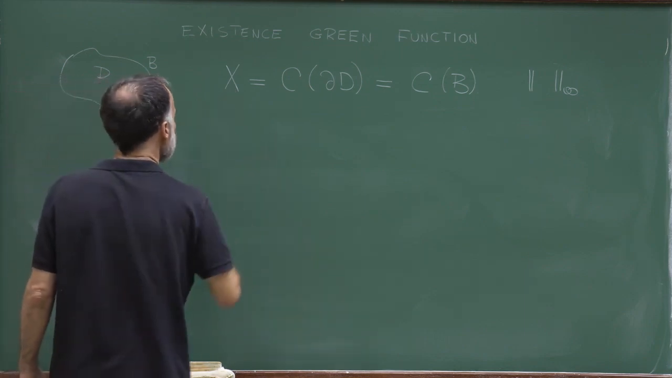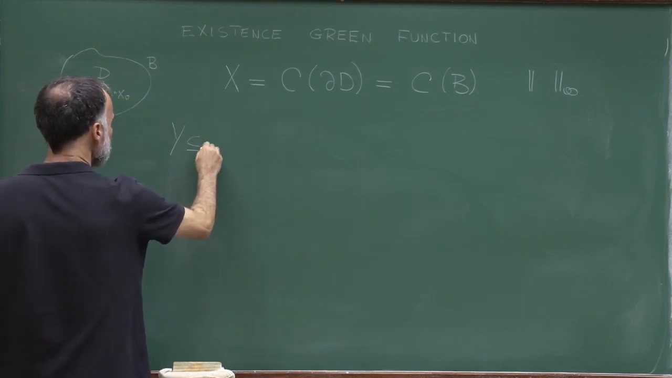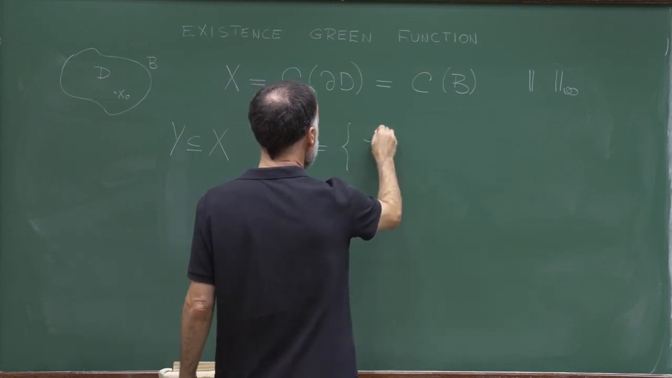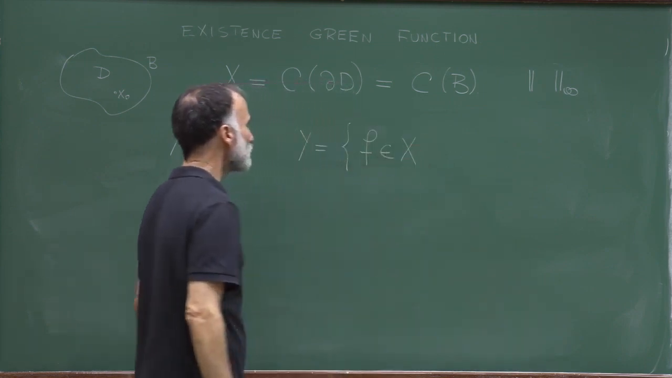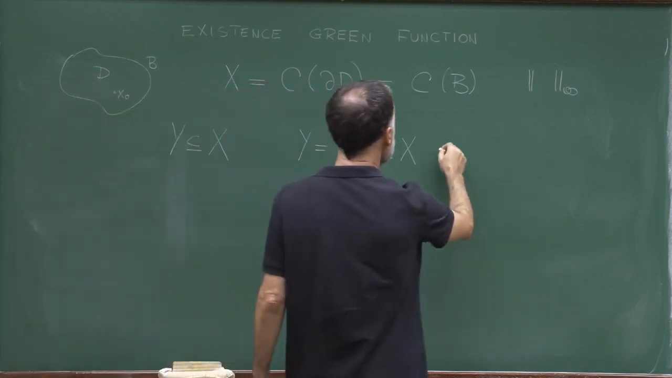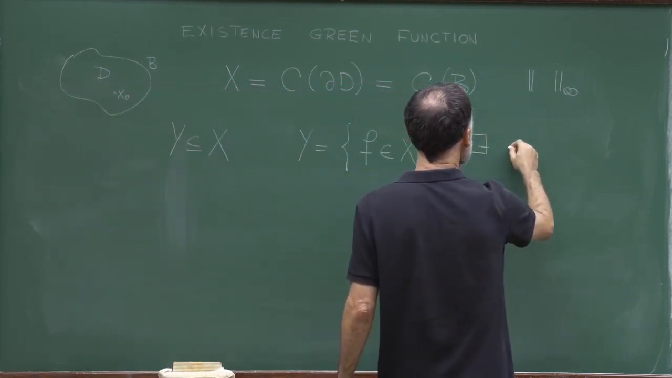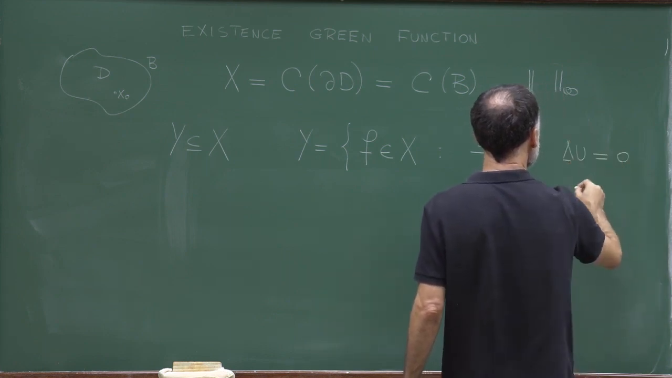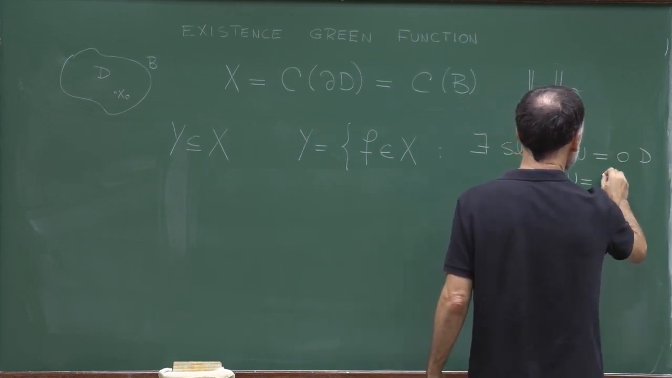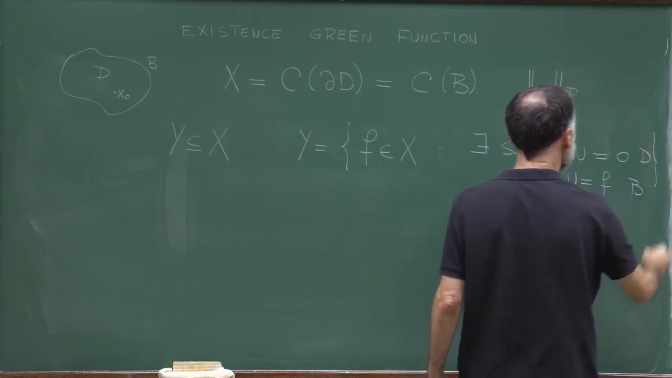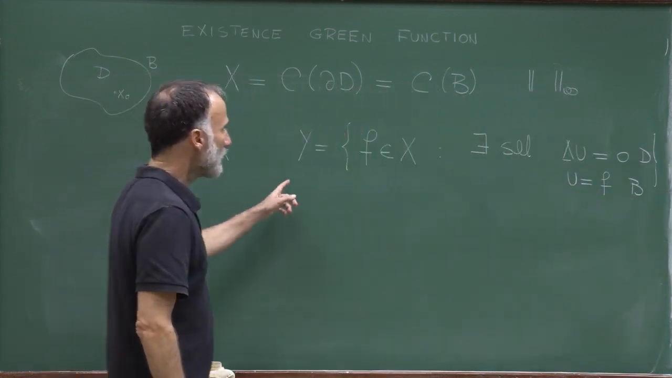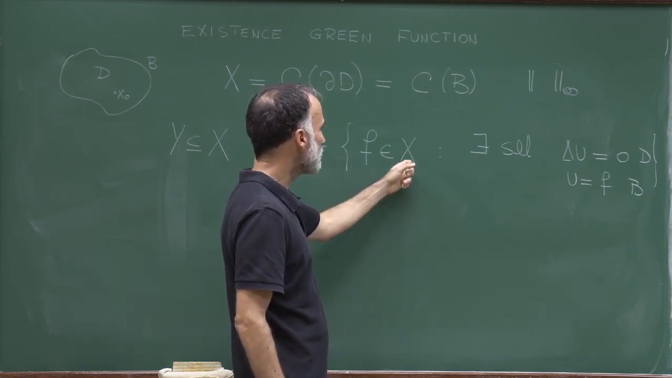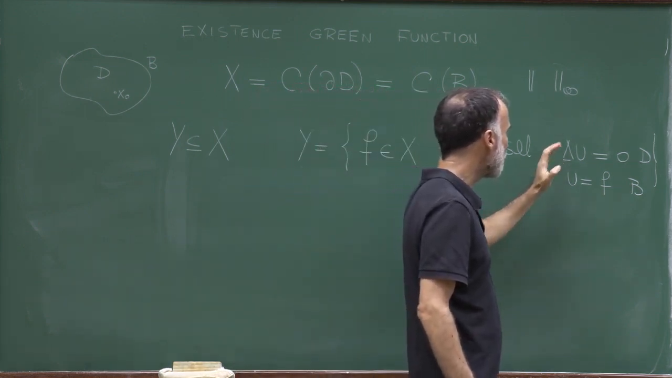Now I will define a subspace of X, which I will be representing by Y. And Y is the set of functions f in X, so the functions which are continuous, for which there exists a solution to the Laplace equation, which is Laplacian of u equal to 0 on D, and u equal to f at the boundary, which I'm representing by B. So Y is the set of continuous functions defined at the boundary for which this equation has a solution.